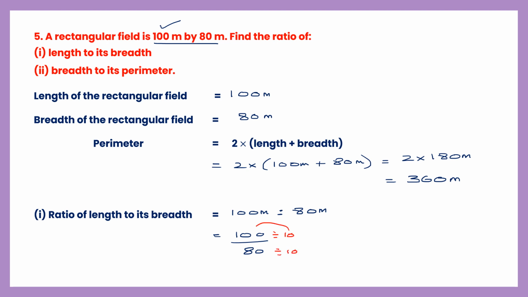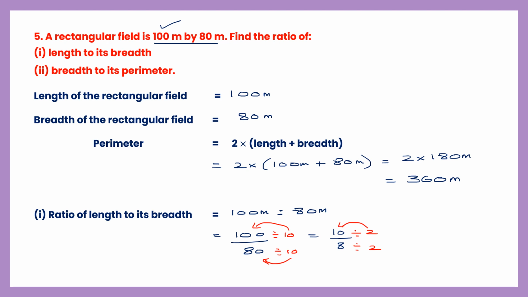So 10 into what is 100? 10 tens are 100. And here 10 into what is 80? 10 eights are 80. So we have 10 by 8. Now this can still be reduced. This can be reduced by 2. Both are divisible by 2.